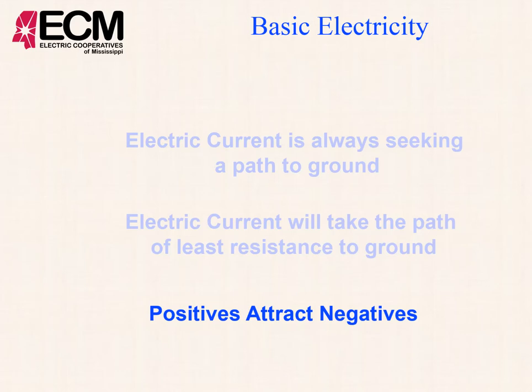Positives attract negatives. When positives attract negatives, that's what keeps those electrons bound. If there's a one-to-one relationship between protons and electrons in that atom, then they're bound because opposites attract. Positive charge, negative charge, they're holding each other together. But when we have more electrons, those become free because of that attraction.